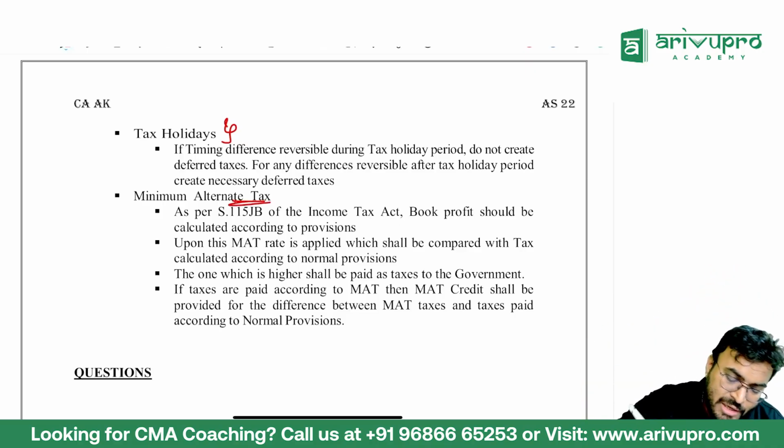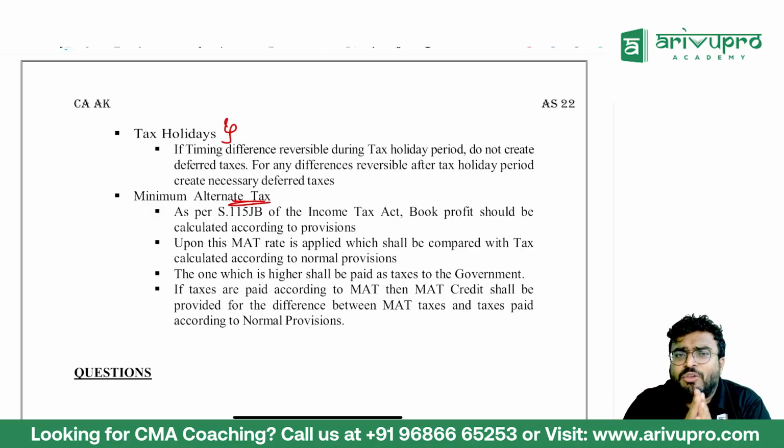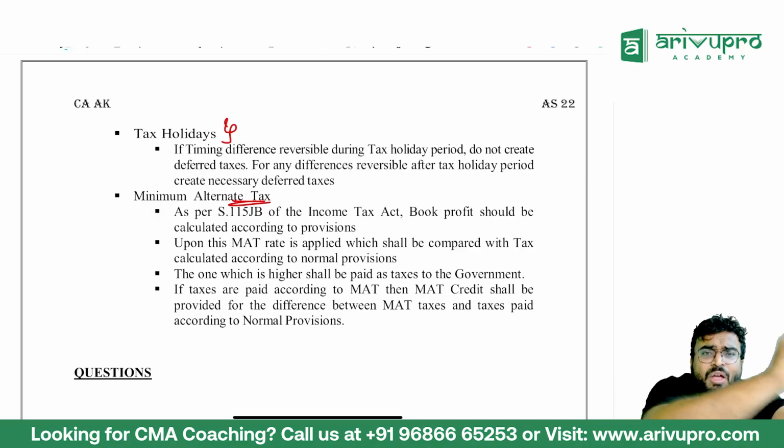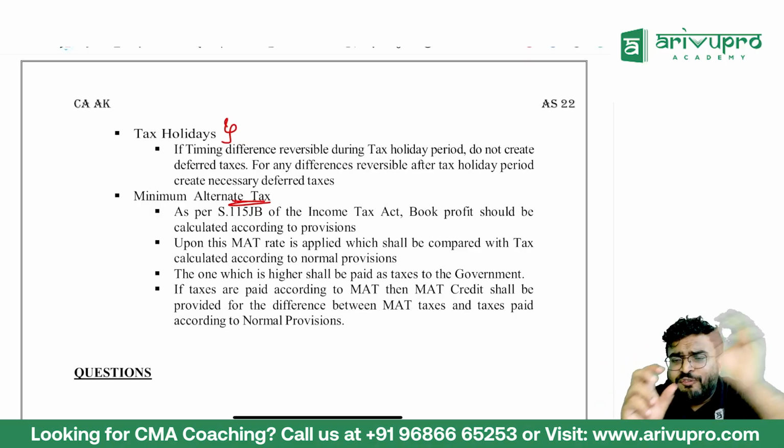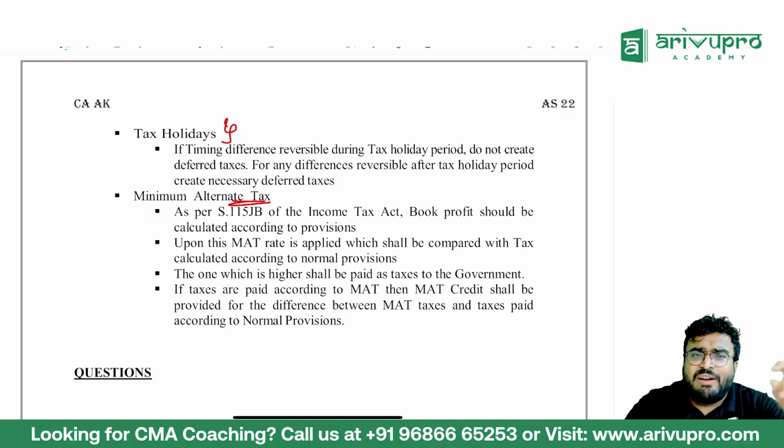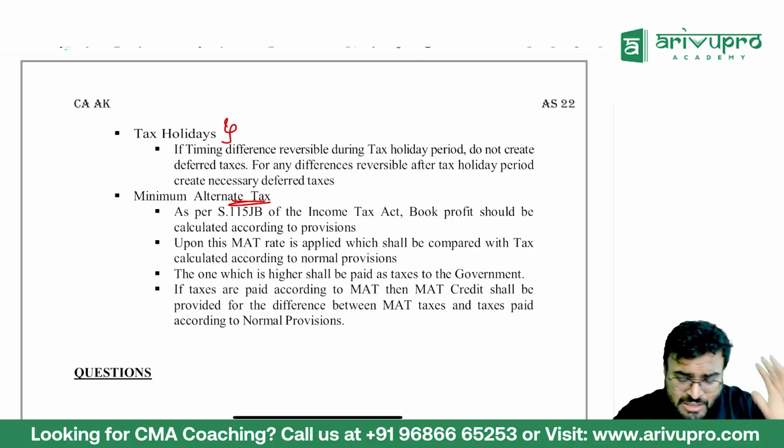Okay, minimum alternative tax. You know minimum alternative tax, which is MAT. Government is telling that you have to pay this one. So here you don't worry about anything. You see what is supposed to be paid, what is as per accounts. The difference will create deferred tax asset or deferred tax liability if it is going to get reversed in the future.